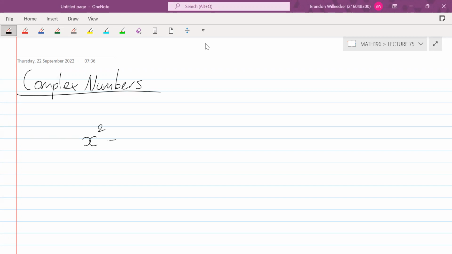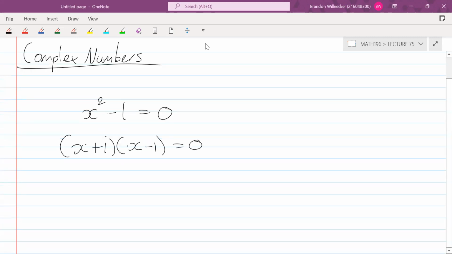So we have x squared minus 1 is equal to 0. The way that we'd go about solving this is noticing that this left-hand side, x squared minus 1, can be factored into two parts. So we have (x plus 1)(x minus 1) is equal to 0. And we know that this means that the first part is equal to 0, or the second part is equal to 0. If the first part is equal to 0, we have x plus 1 is equal to 0, so x equals minus 1. If the second part equals 0, we have x minus 1 is equal to 0, or x is equal to 1.